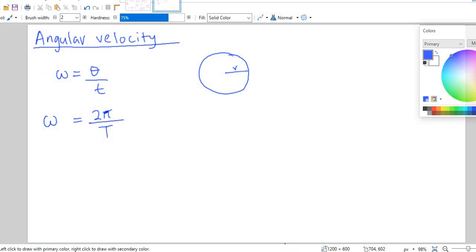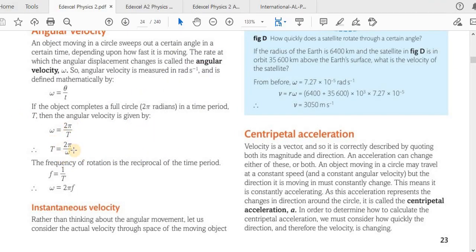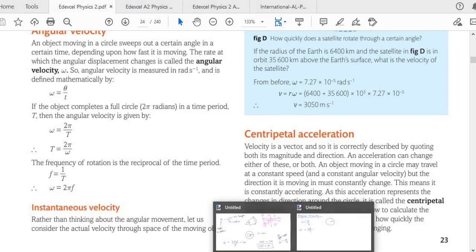And that is the equation that you see in the book here. Omega equals 2 pi over T, cross multiply, then you get T equals 2 pi over omega. And you have also learnt frequency equals 1 over the period. You have learned this equation, f equals 1 over T. So if you replace T with f, then you will get this. It's very simple mathematics.